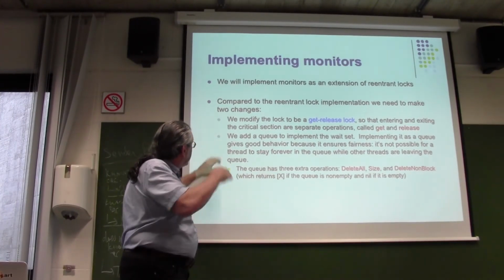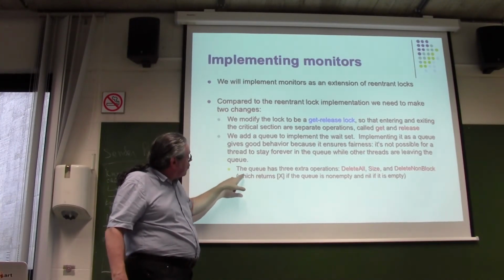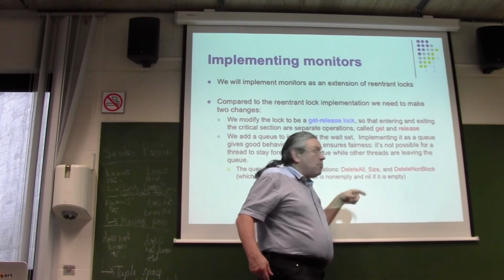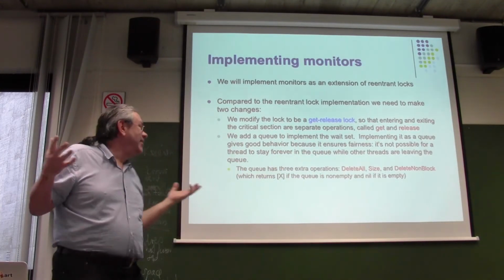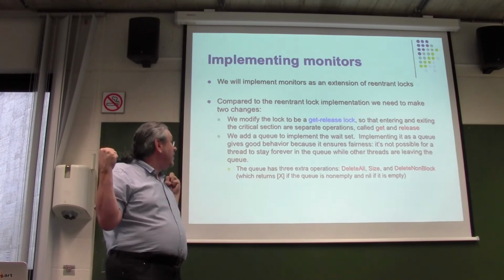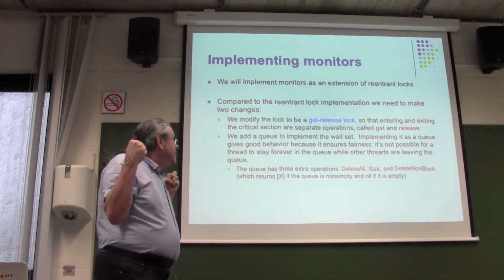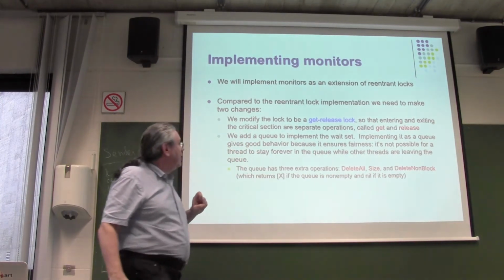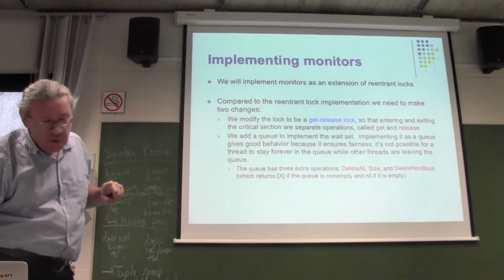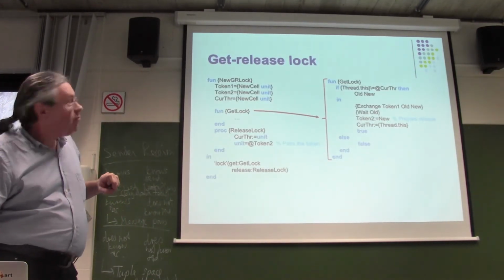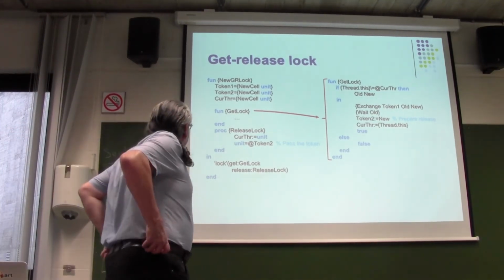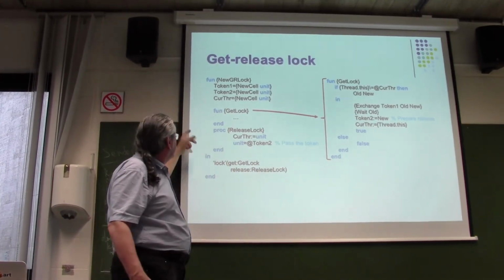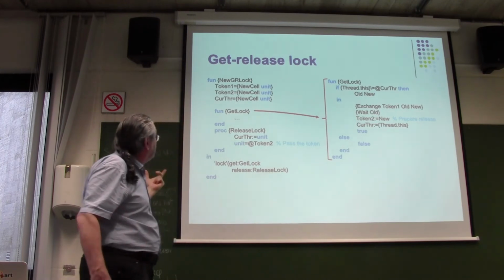Okay? And the queue also has a few extra operations. We have a delete all operation for implementing notify all. Notify all will take all of the threads out of the wait set. So we have to somehow take all of the elements out of the queue, so we're going to add a delete all operation. Okay? So here's the get release lock. Now we have two operations. Get is to get in the critical section, and release is to get out.